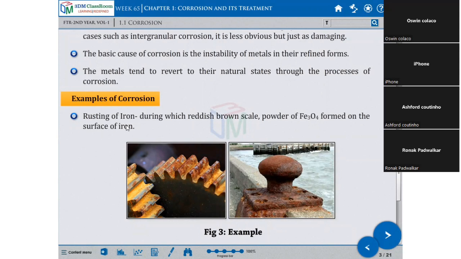See, rusting of iron, during which reddish brown scale powder of Fe3O4 forms on the surface of the iron. So here you can see the Fe3O4, so a chemical reaction takes place and it forms.